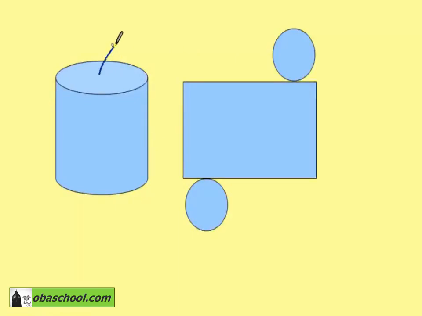Now let's consider the surface area. We can see a circular end and another end here. Then we have this part, which is known as the curved surface of the cylinder. If we look at the net, here's one end, here's the other end, and the rectangle represents the curved surface.